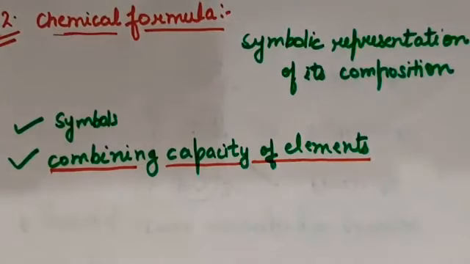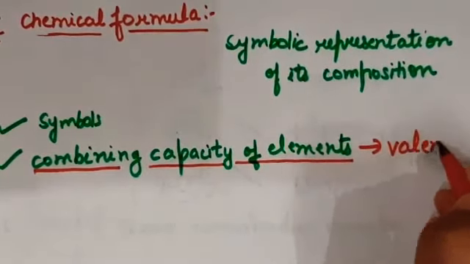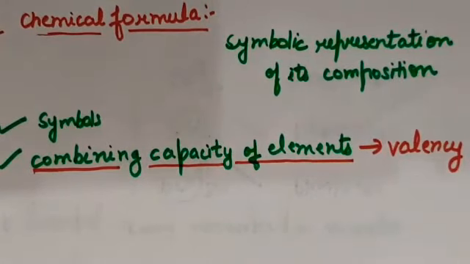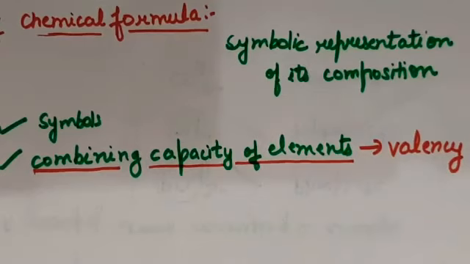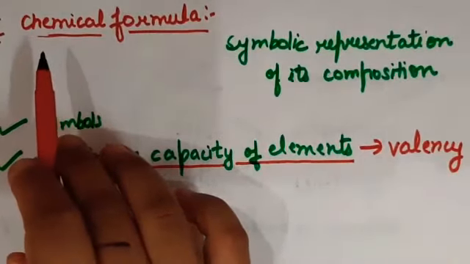Actually, the combining capacity of element is called valency. That is the proper name given in science. What is valency? Valency is the combining capacity of elements, or we can say the combining power of an element. That is valency. And the valency is used to find out how the atoms of an element will combine with the atoms of another element in order to form a chemical compound.